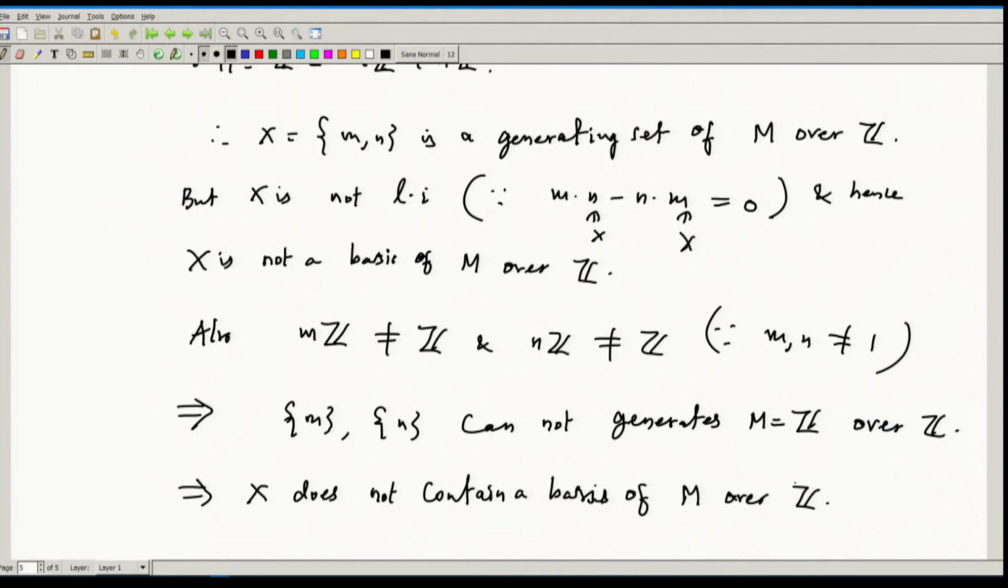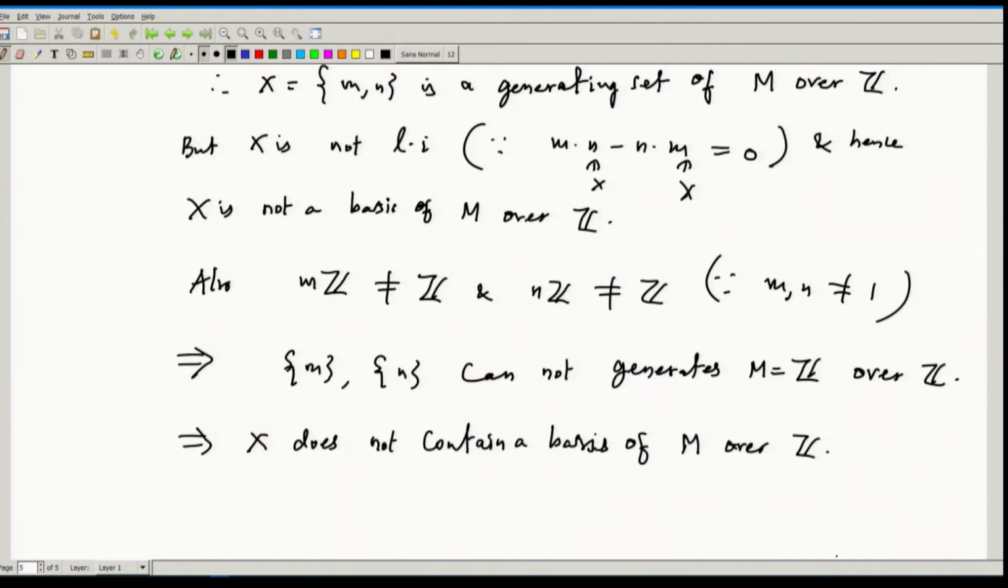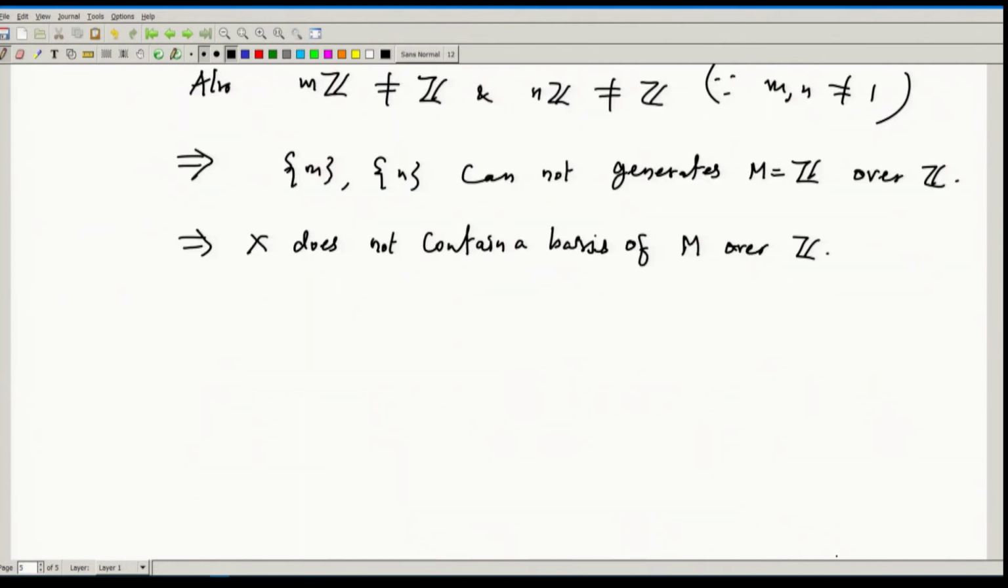Okay, so that means that X is a spanning set, but the spanning set does not contain a basis. Whereas this is not the case for vector spaces. Now let us come to the next example, example E3.